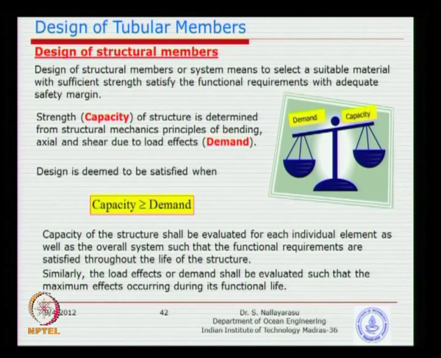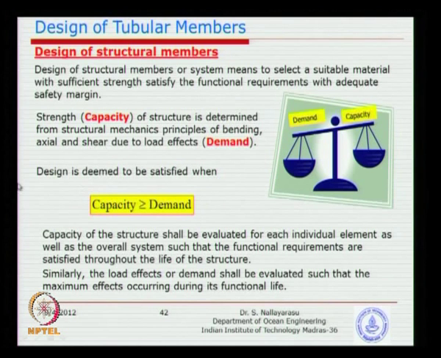Now let us look at today, we will just introduce what is design, and then we will look at the 2 types of design methods available, so that we could solve some problems over the next few days.